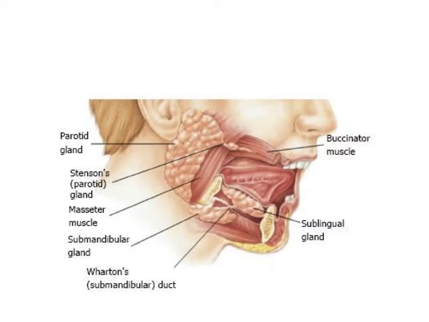Then you have the sublingual glands, and then the minor salivary glands. They're distributed throughout your tongue and the pharynx, and they secrete more mucinous secretions, and these help lubricate the food as you swallow.